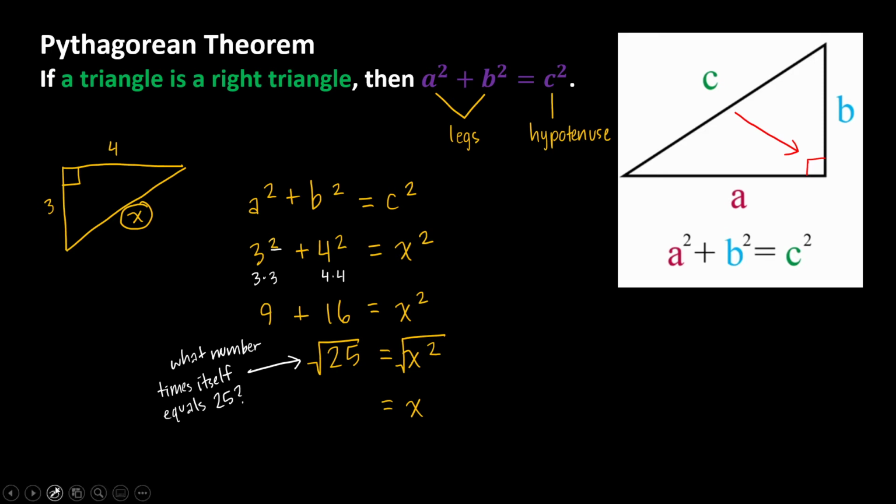And so we need to remember in a right triangle or in any geometric figure that we don't want negative side lengths. I know that -5 times itself is equal to positive 25, but I know that the hypotenuse can't be a negative number. There are no negative distances. So we want the positive square root. The positive square root of 25 is 5. 5 times itself is 25. So the hypotenuse of this right triangle, x, is 5.